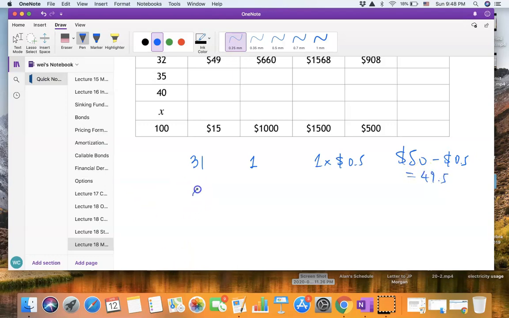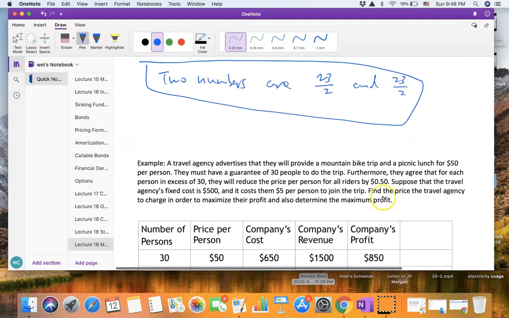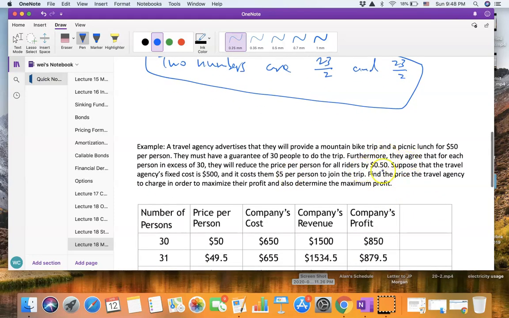And suppose if there are 32 people, then because 32 is 2 more than 30, this time each person will receive a discount of 2 times 50 cents, which is $1. Now the price becomes $49. Okay, so this is what this sentence tells us.